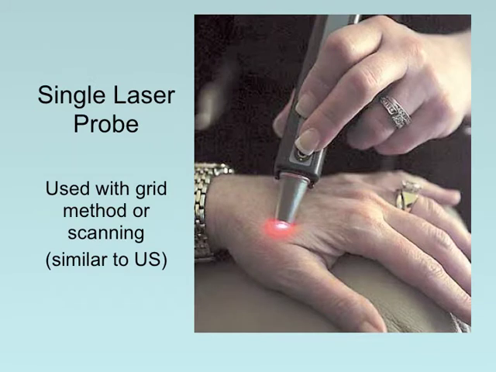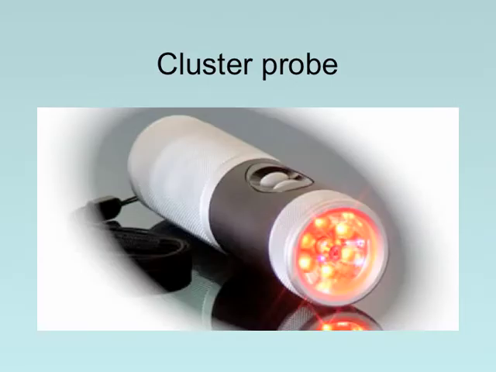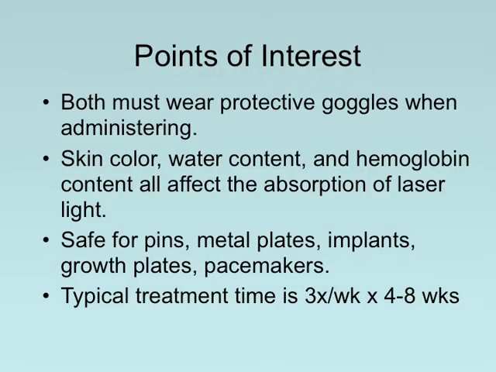Oh, I forgot this also, you can use a scanning method, so you could take this laser level and scan it one direction over the treatment area, and then you can switch and scan it over the other direction at a 90-degree angle to the treatment area. This is called a cluster probe, where you've got many lasers coming out of a small area. These are actually becoming more popular, and I begin to see the cluster probes around if you do a lot of light therapy. All right, points of interest.